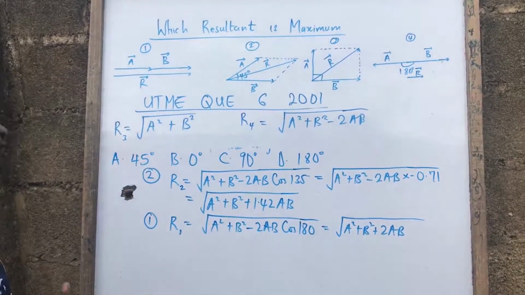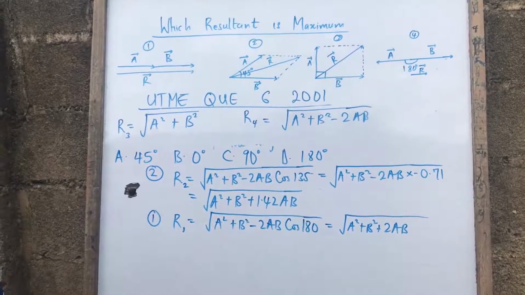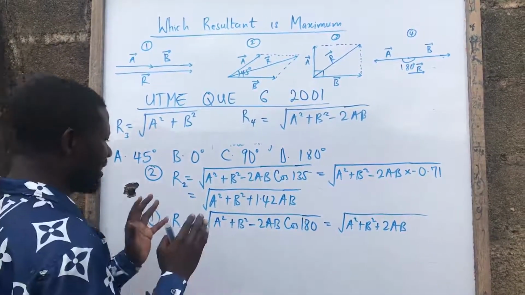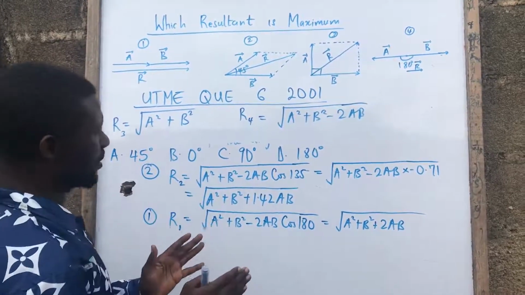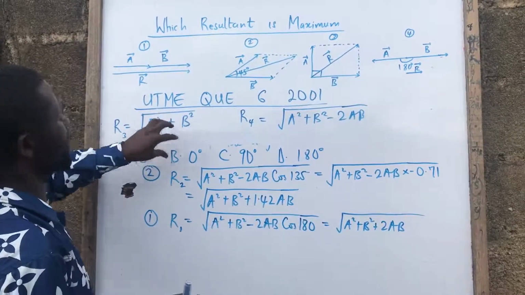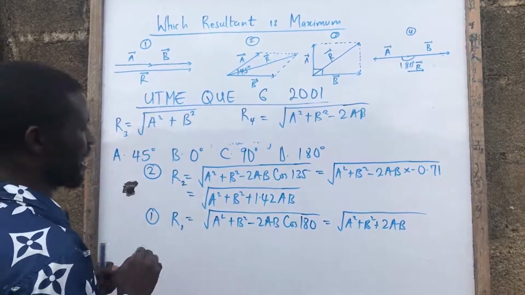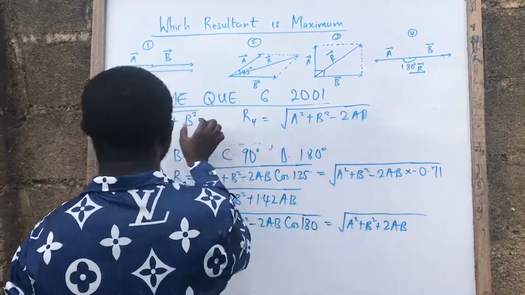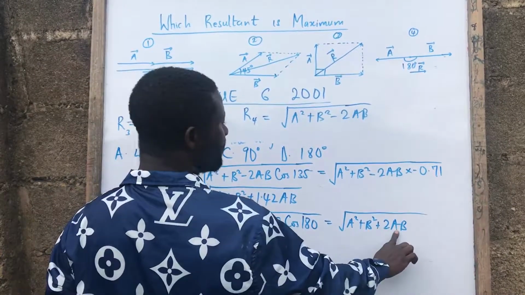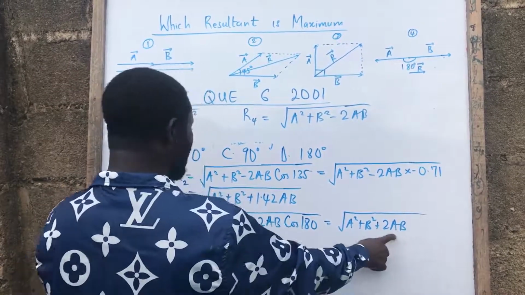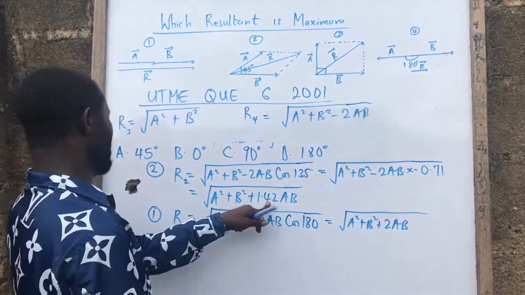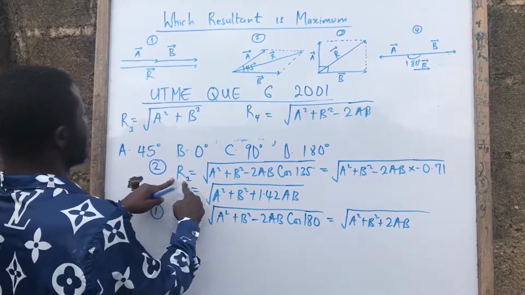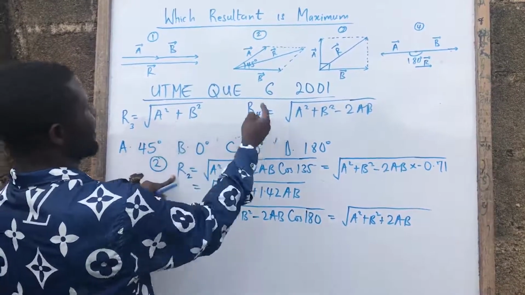So as a result of all of this, we can then argue which one is maximum. Let us check. Whether one is maximum or not is a function of what we have in the square root. A square plus B square is constant in all of them, but this one is plus 2AB. Plus 2AB is greater than this one. Therefore, R is greater than 2, and it is greater than this, and it is greater than this.